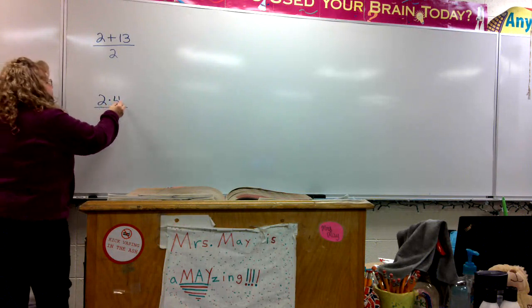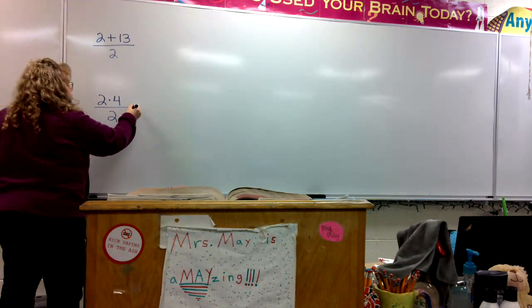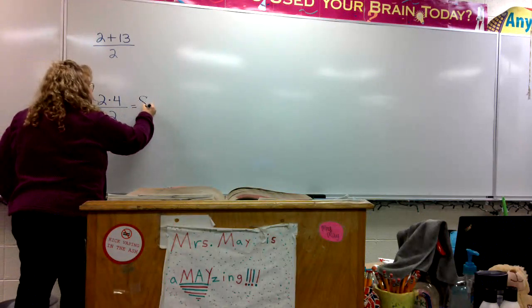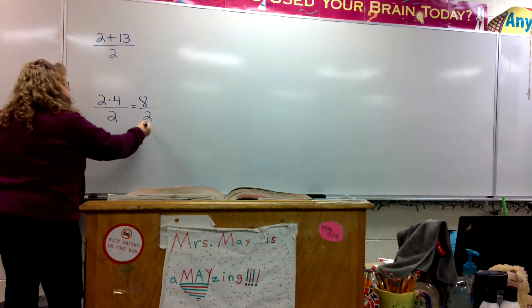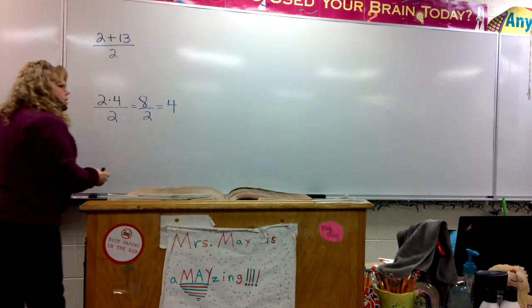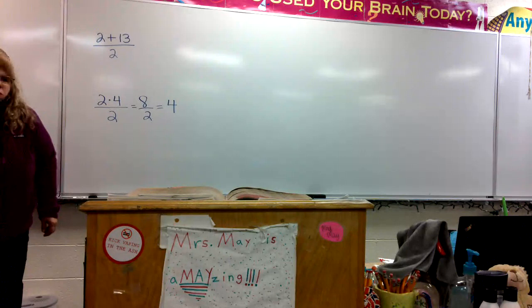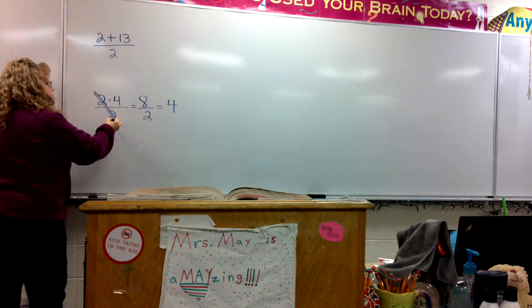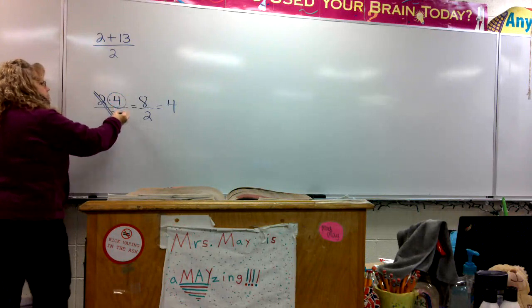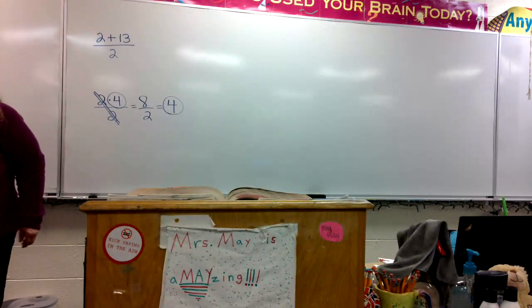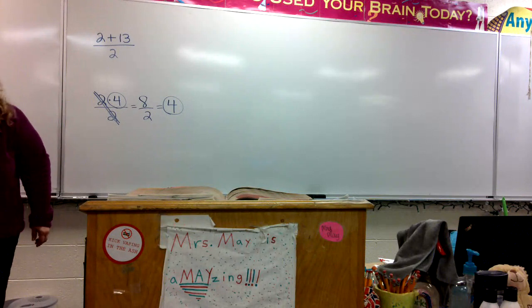What's 2 times 4? 8 over 2. What is 8 over 2? 4, right? So when you're multiplying, you can cancel those. You end up with a 4, which is the answer, right? Multiply, yes, you can cancel.